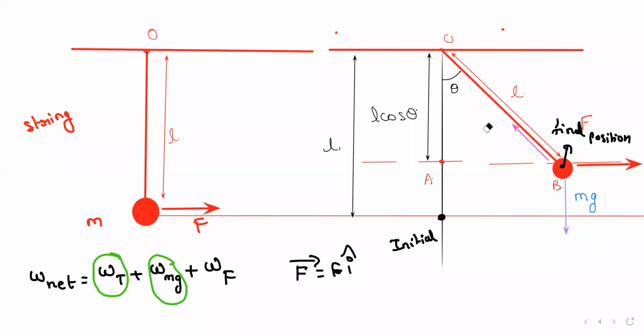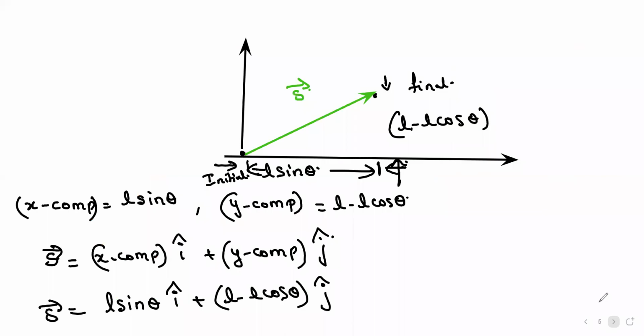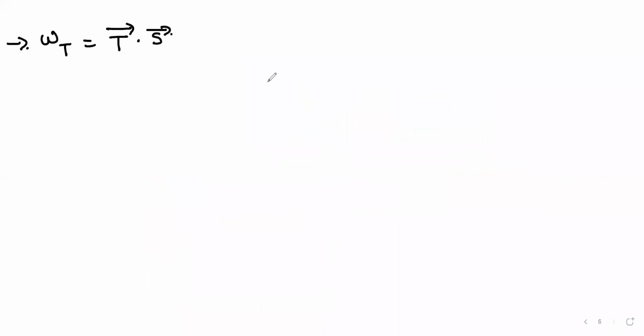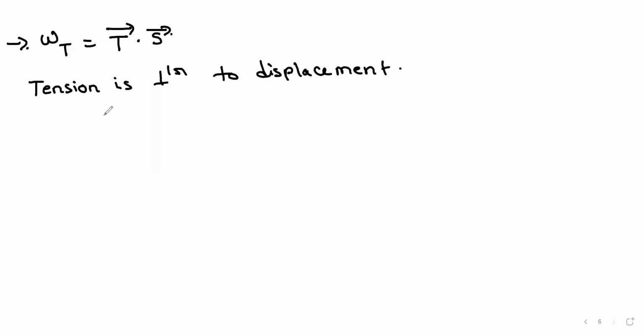Look at this figure. In this figure, tension is always perpendicular to displacement. Is it clear? When the simple pendulum moves like that, tension is perpendicular to displacement. So what is the angle between tension and displacement? 90 degrees. So the work done by tension is 0.